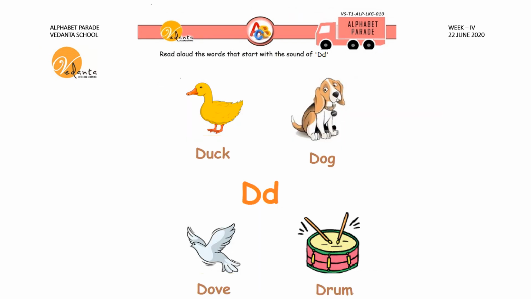In this sheet, we are going to read some words that starts with D. What letter is this? D. D makes the sound D. D, duck. D, dog. D, dove. D, drum.